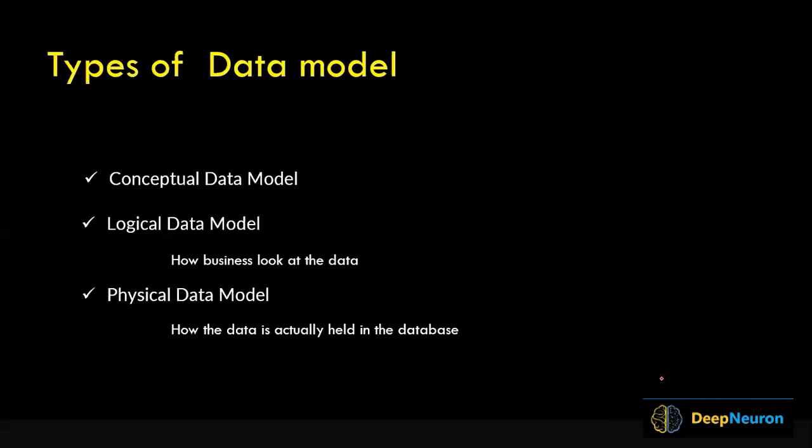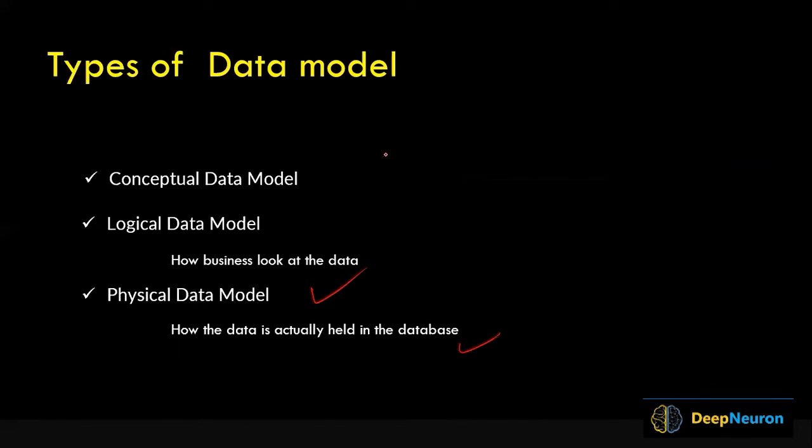Okay. So there are three types of data model. One is the conceptual data model. The next one is logical data model. And finally, physical data model. This is where we implement the data model. Okay. So conceptual data model is the big picture. And the logical data model helps us to understand how the business look at the data. Okay. How the data is actually held in the database. So that is what your physical data model is all about.